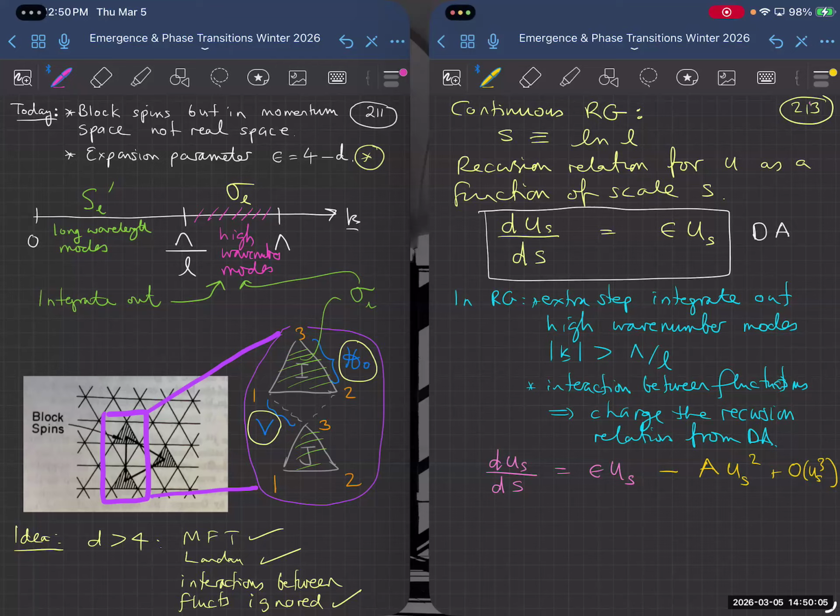So it's reasonable to expect that the next correction is going to be something of order US. And if A is positive and the sign is negative here, which of course remains to be seen by doing a real calculation, then that would say that the fixed point is going to be dus by ds equal to 0, which means that US, the fixed point of the quartic coupling, is then going to be epsilon over this number A. And so again, that's why we think that there's going to be a fixed point, a non-trivial fixed point for the interaction between the fluctuations, the quartic term, which will come from integrating out the short wavelength degrees of freedom.